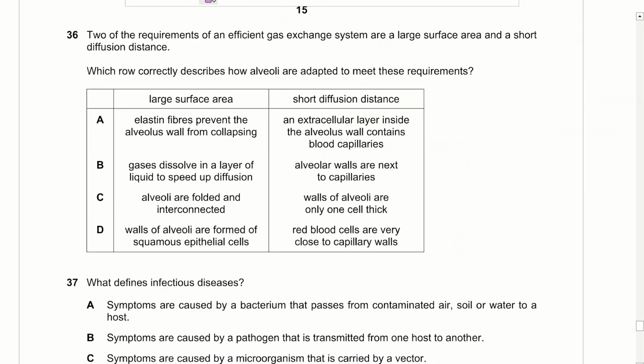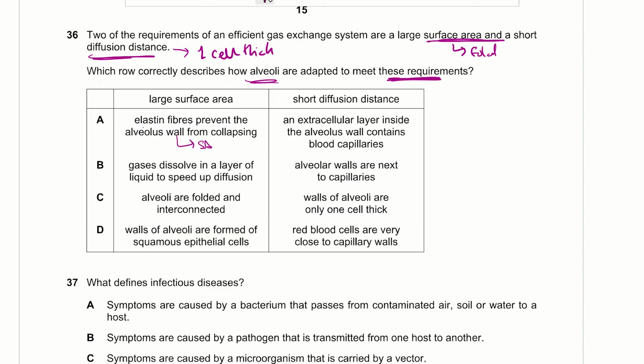Number 36. Two of the requirements of an efficient gas exchange system are a large surface area and a short diffusion distance. Which correctly describes how alveoli are adapted to meet these requirements? Okay, because it has a large surface area, this means that it could fold over each other, and a short diffusion distance means that it is only one cell thick. Now let's see the suggestions that we have here. Large surface area. A, elastin fibers prevent the alveolus wall from collapsing. So this is to do with surface tension.